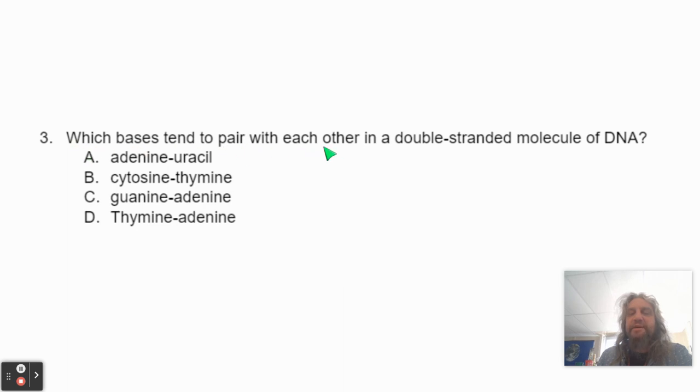Number 3, which bases tend to pair with each other in a double-stranded molecule of DNA? Is it A, adenine with uracil, B, cytosine with thymine, C, guanine with adenine, or D, thymine with adenine?